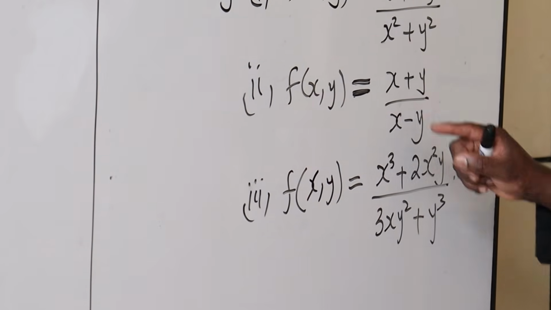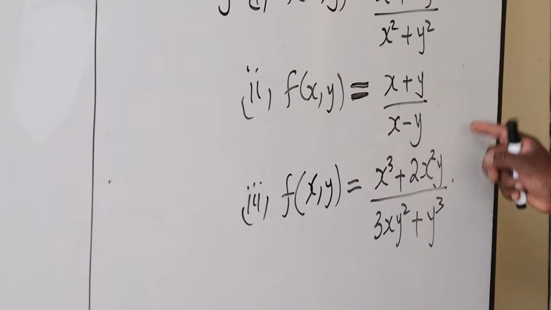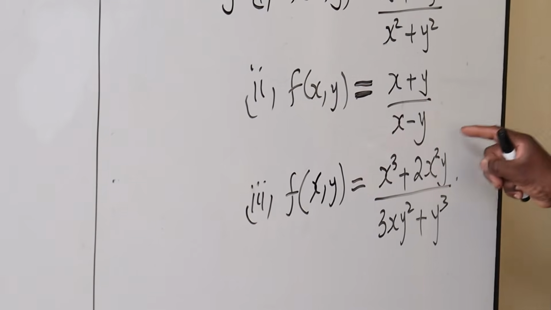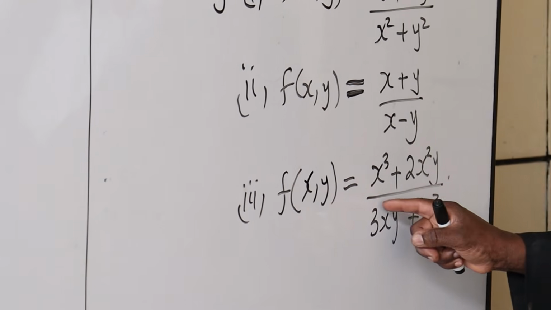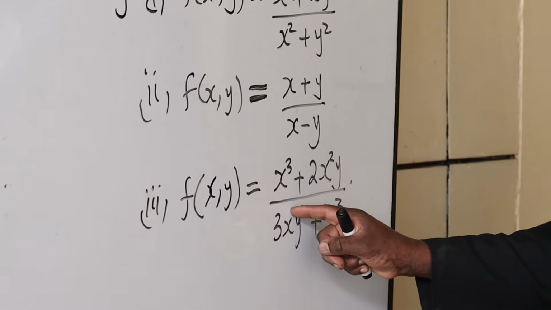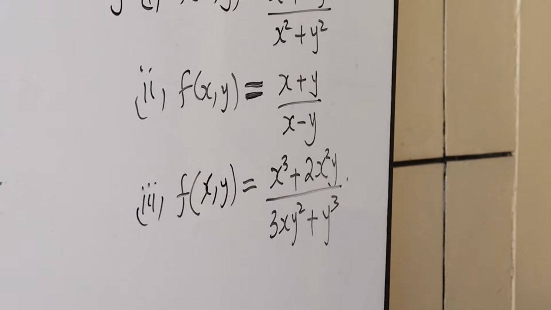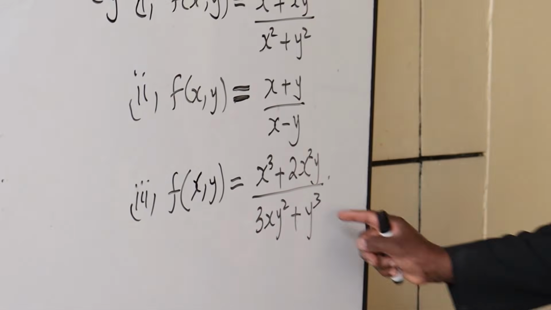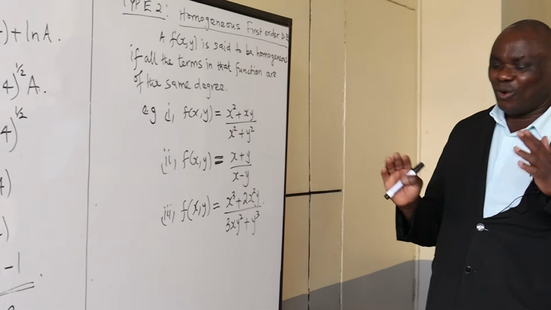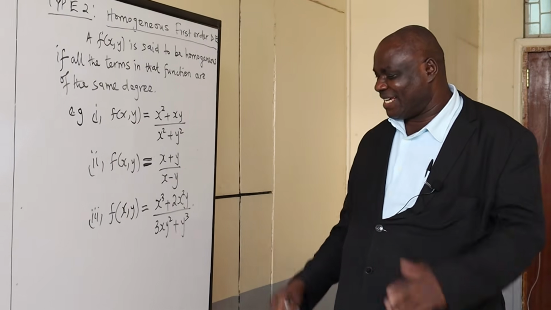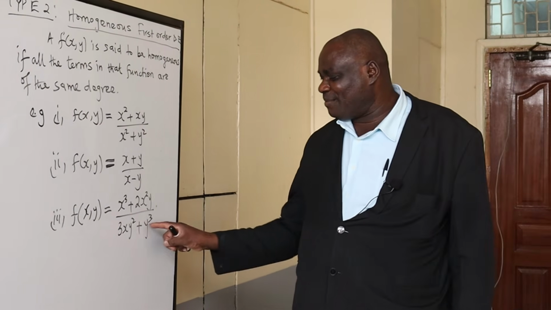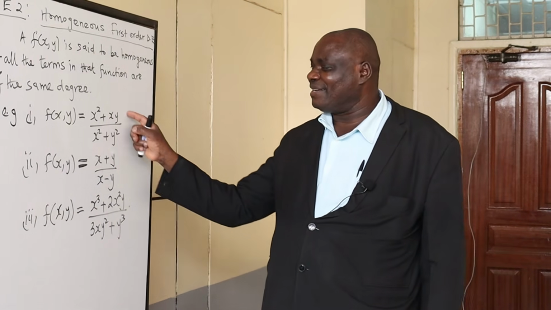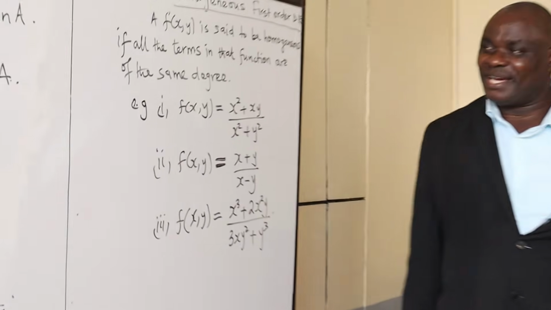x power 3, degree 3. 2 is degree 0. x power 2, degree 2. This is y power 1, degree 1. 1 plus 2, 3. So this one, degree 0. x power 1, y power 2, we get 1 plus 2, we get 3. This is y power 3. So all are of the same degree. Now, if all are of the same degree, this is a homogeneous function. This is also a homogeneous function. That is also a homogeneous function.